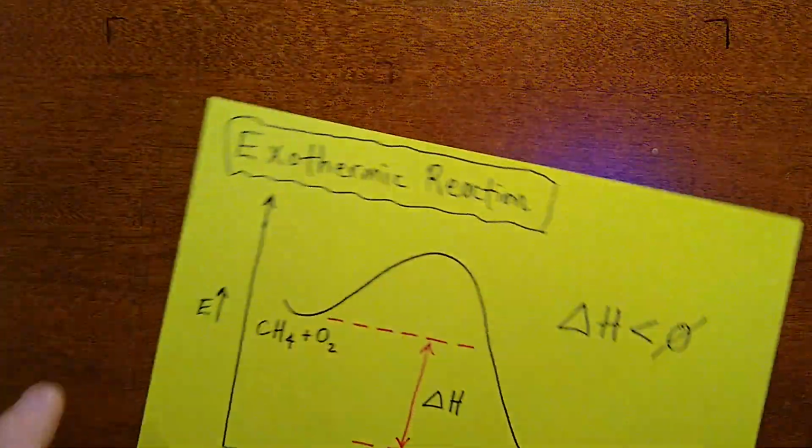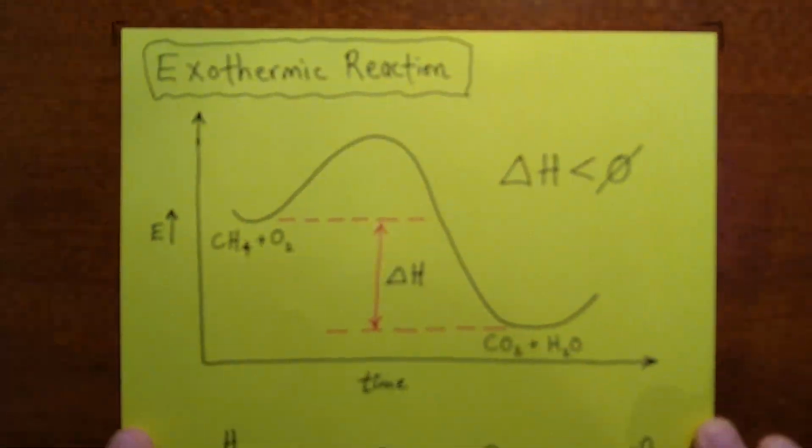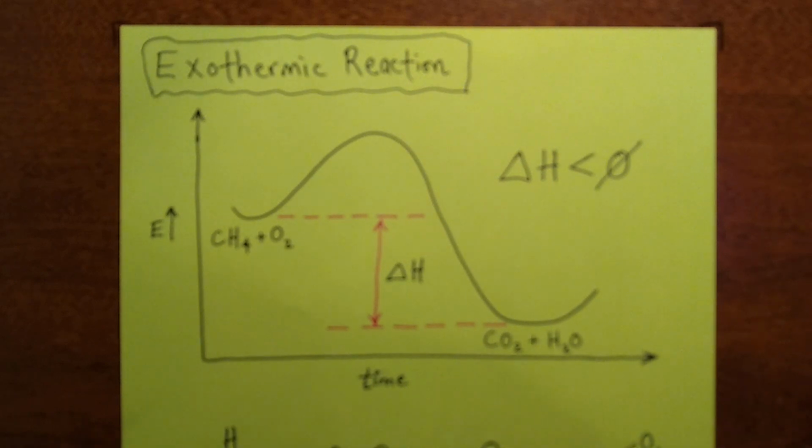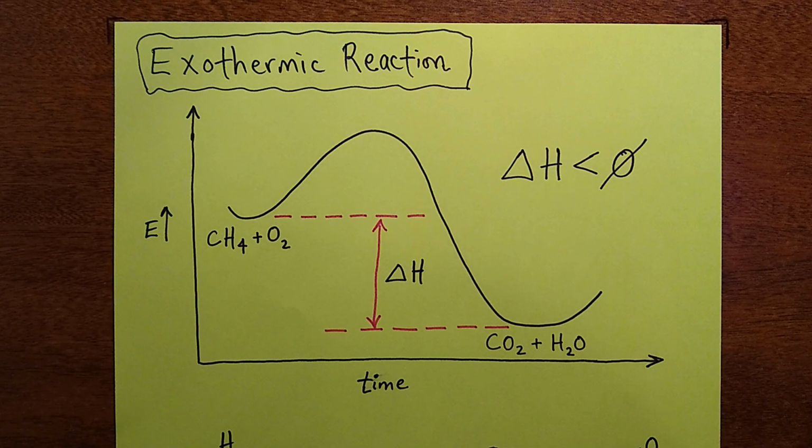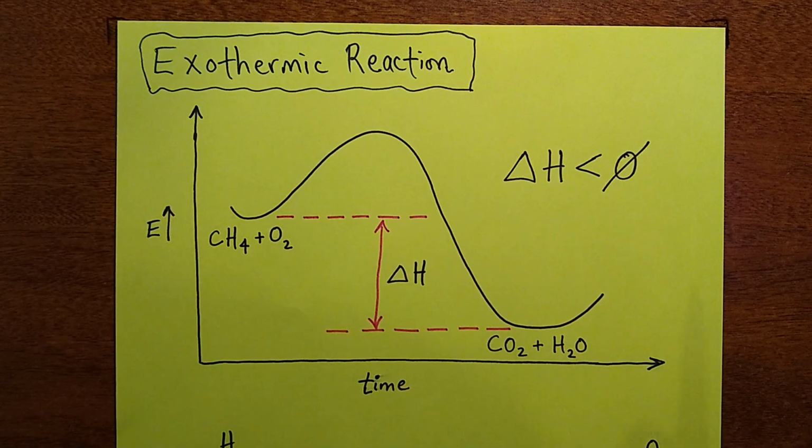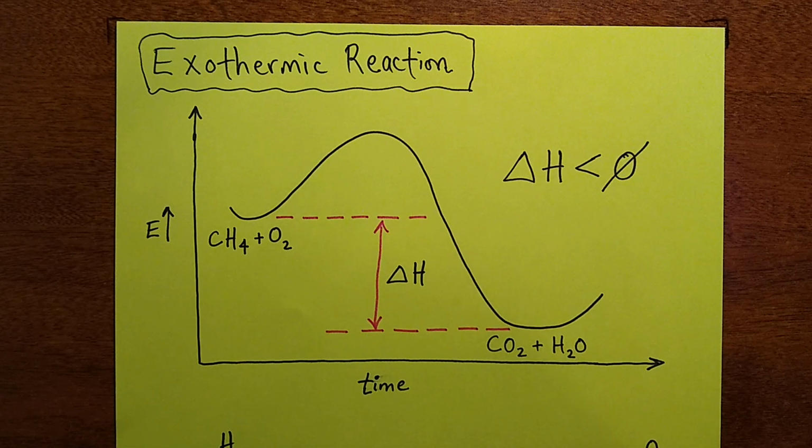Let's look at an exothermic reaction. So here is what's called a reaction diagram, or sometimes an energy profile. What it shows visually is just the difference in energy between reactants and products. So this would be the energy or the reaction that occurs when you use a Bunsen burner in the laboratory.